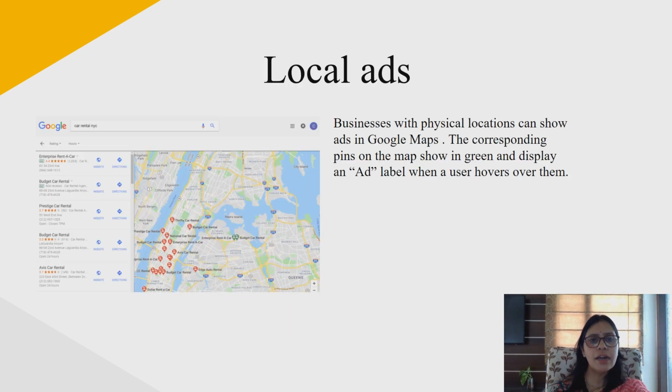Now there are different types of PPC, like you have local ads. Local ads are the ones which are on the Google Map. So businesses with physical location can show these ads on Google Map. And what happens is that you can see the pinpoints. So corresponding to a pinpoint on the map, you can see a green display. That is the ad label. If you click it, you will land up on the landing page of that website.